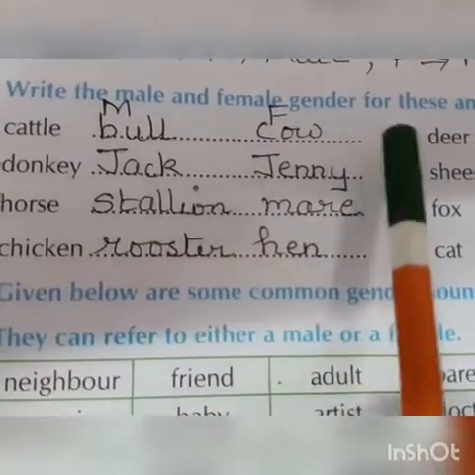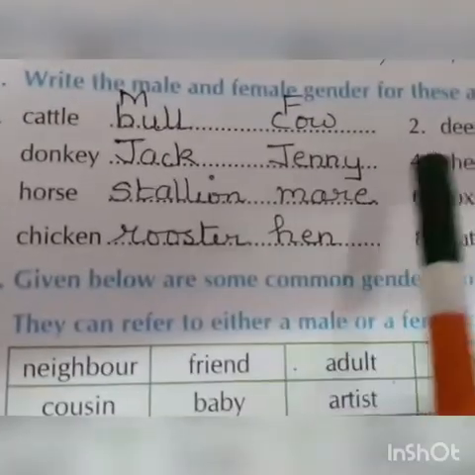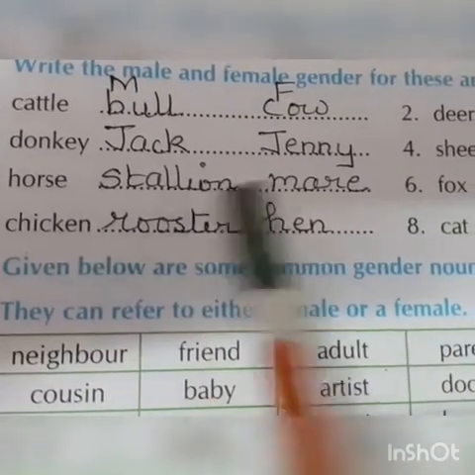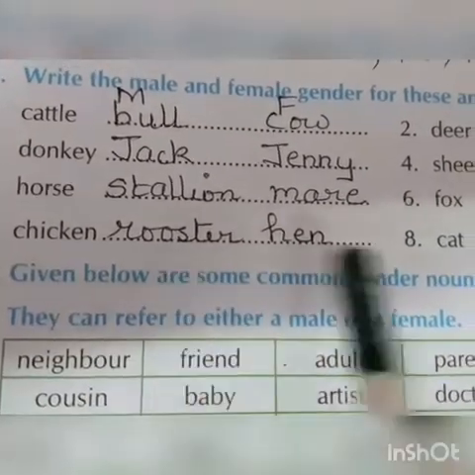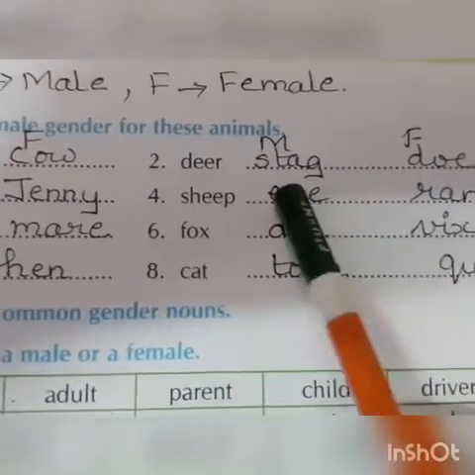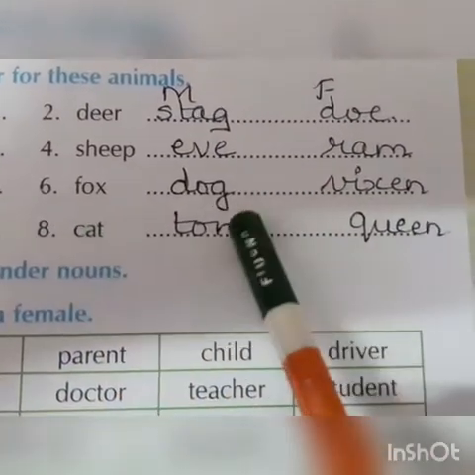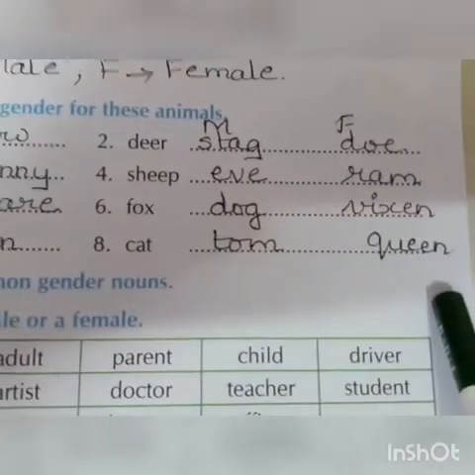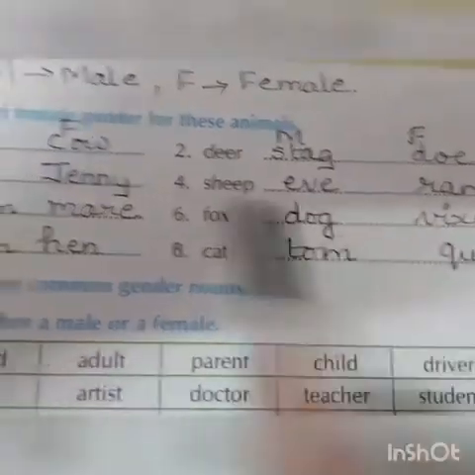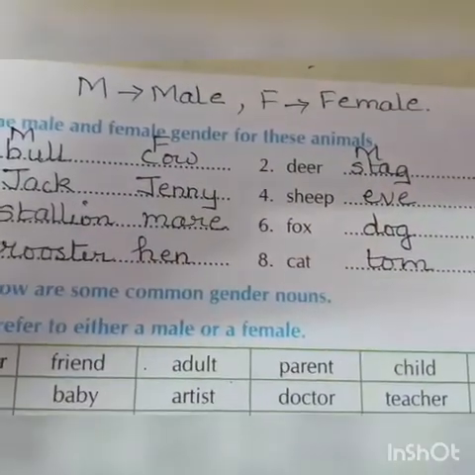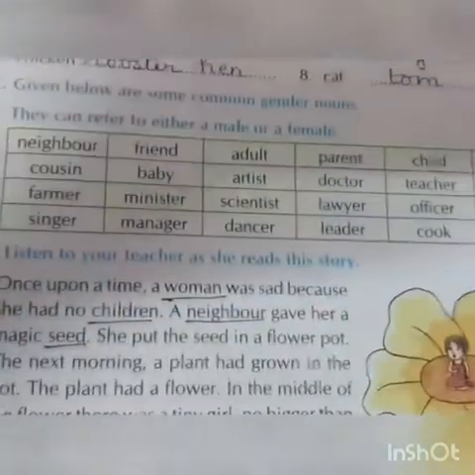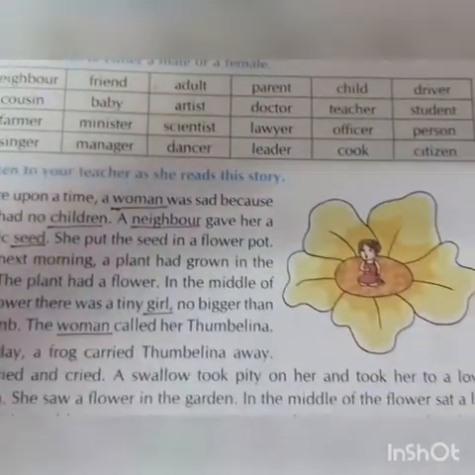Cattle: bull, cow. Donkey: Jack and Jenny. Horse: stallion and mare. Chicken: rooster and hen. Deer: stag and doe. Sheep: ewe and ram. Fox: dog and vixen. Cat: Tom and queen. This way you have to write the males and the females of these animals. Now there's a last paragraph that we'll do in the next video.